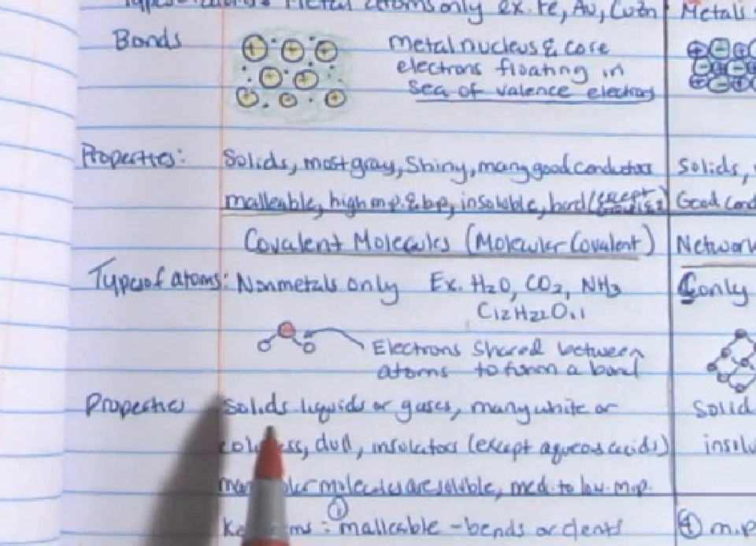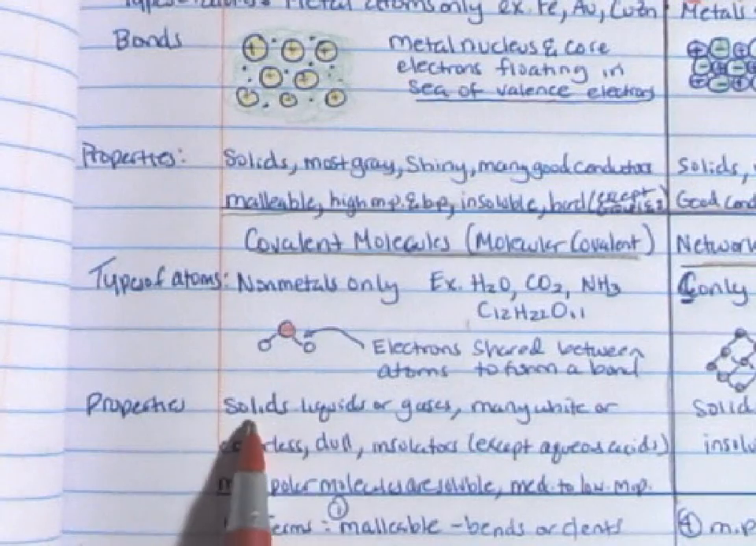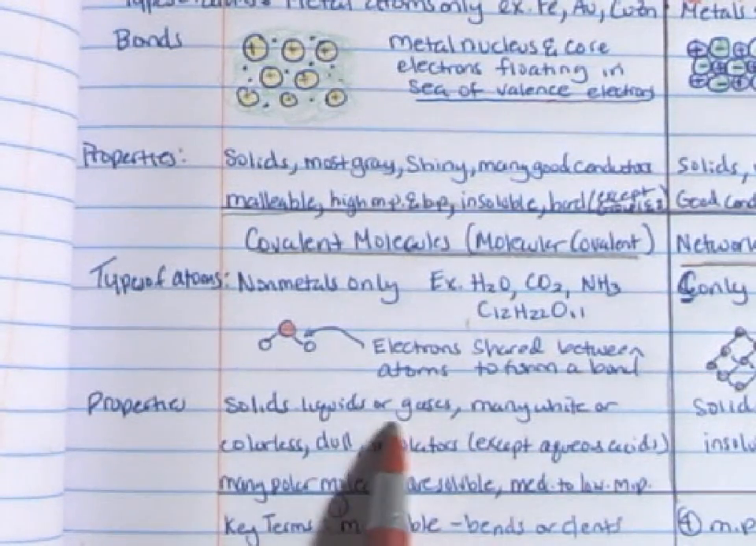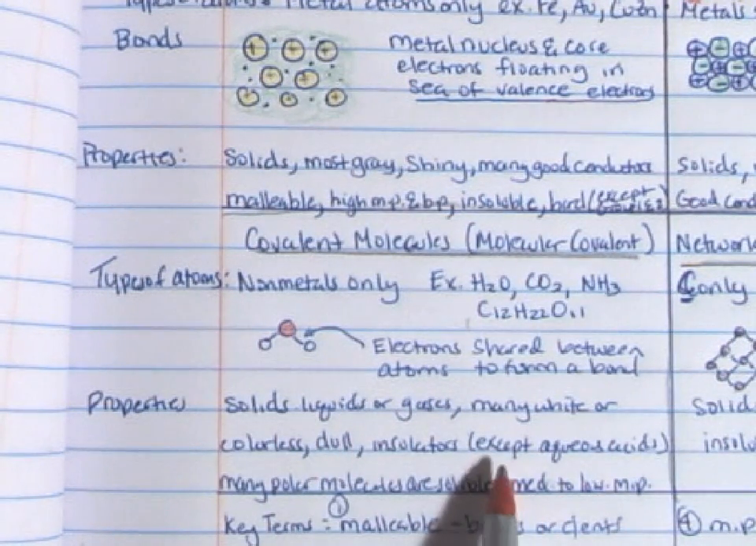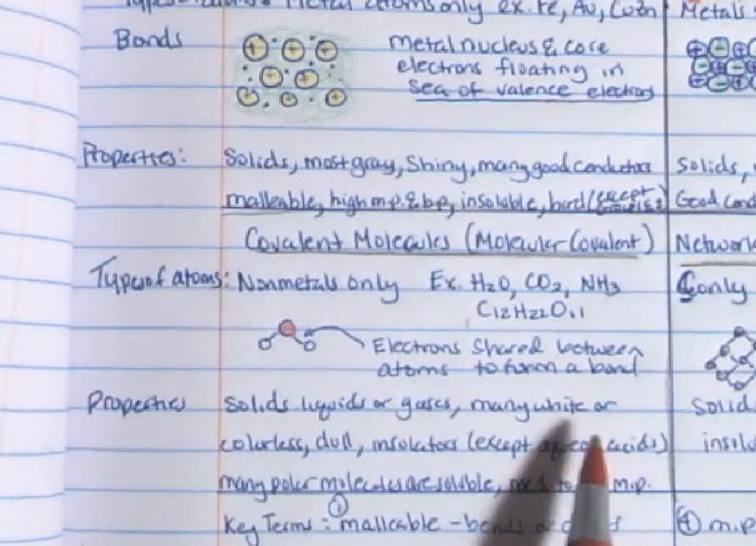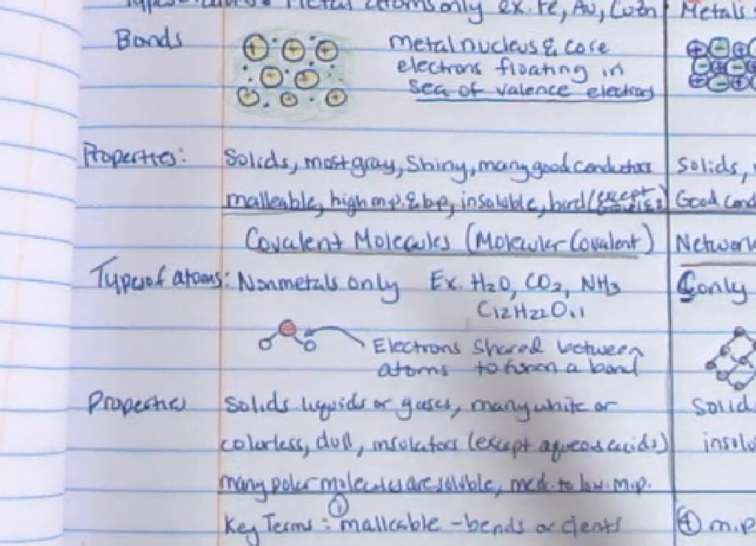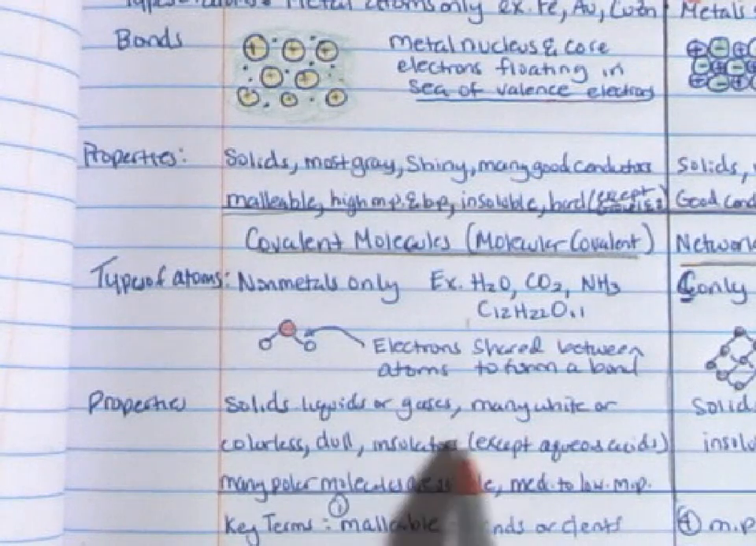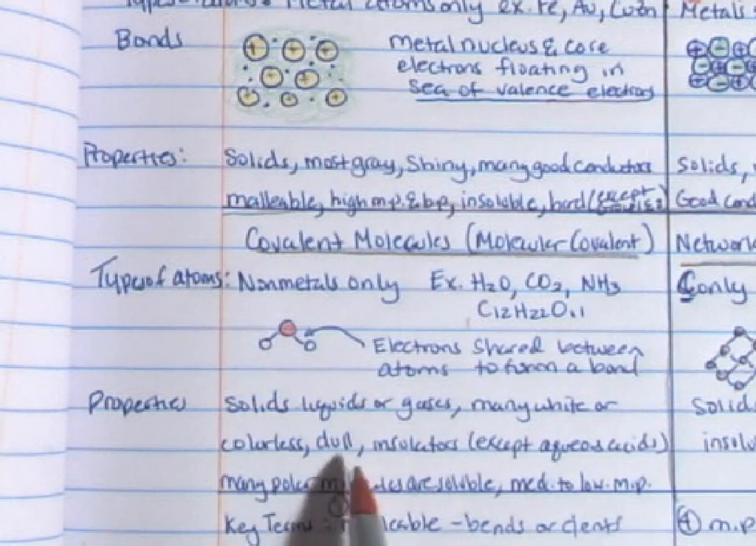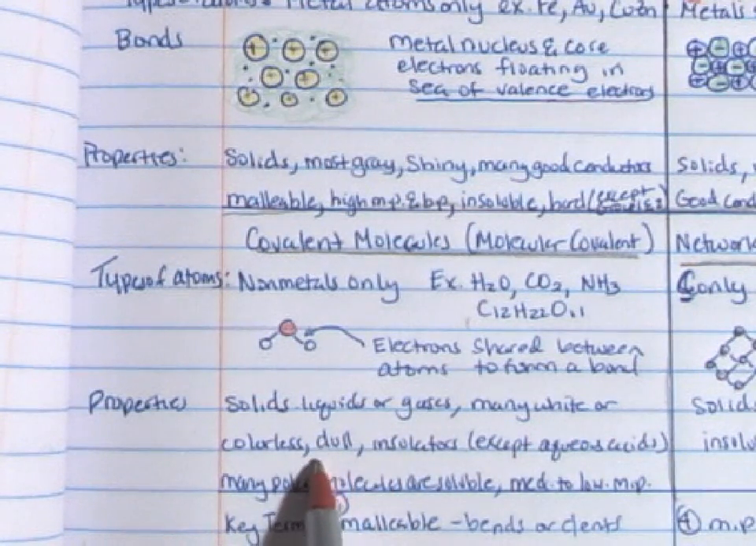So what are some properties of these bonds, of these types of molecules? First of all, in terms of phases, they can be solid, liquid, or gas. In terms of color, many are white or colorless, but they can be any color really. There are some that are yellow, all different sorts of colors, but usually they're white or colorless. They're dull.